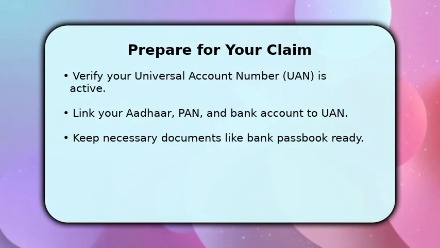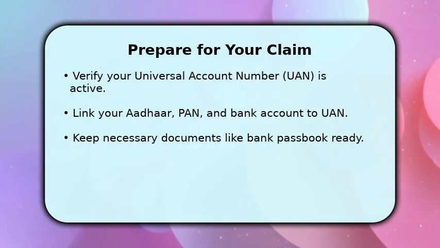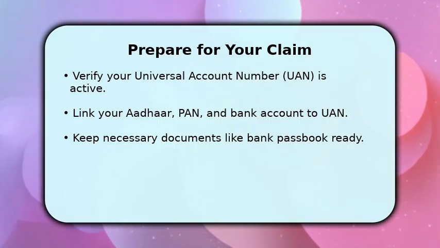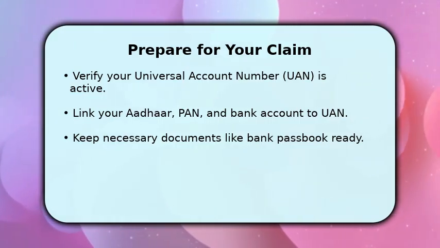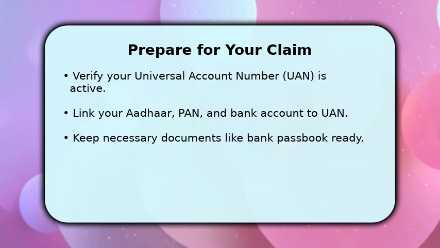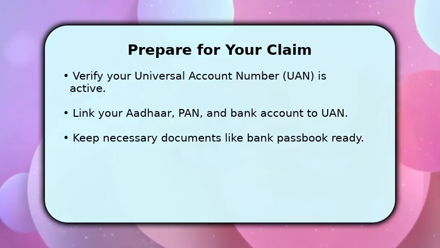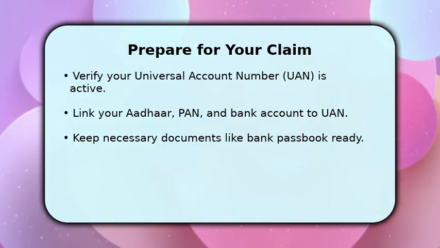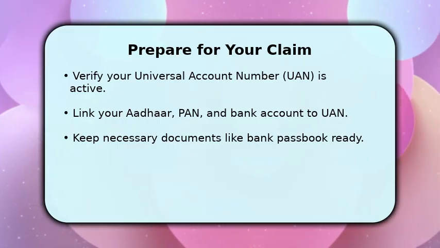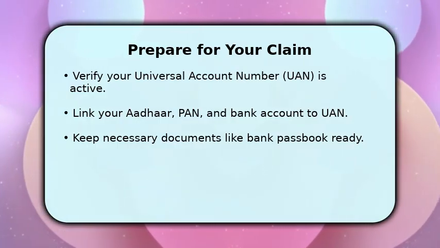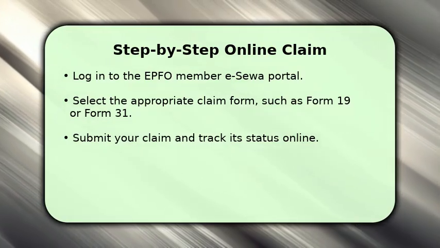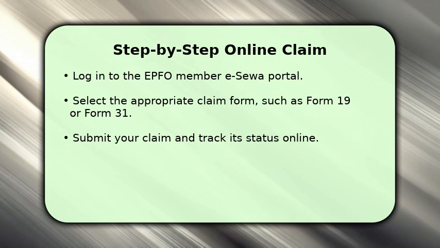Before you begin, ensure your Universal Account Number, or UAN, is active and linked with your Aadhaar, PAN, and bank account. This is a crucial first step for a successful online claim. Make sure your bank account details, including the IFSC code, are accurate and updated in the EPFO portal. Having your bank passbook or a canceled cheque handy will help verify these details quickly. Proper preparation prevents delays. Once prepared, log into the EPFO member e-SEWA portal using your UAN and password.